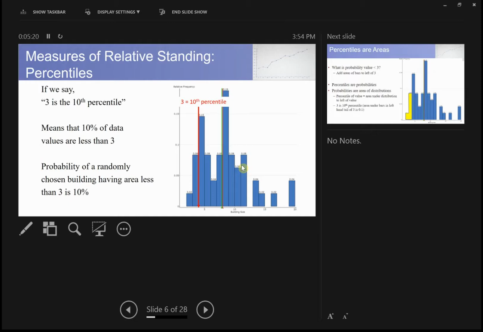Now, there's different ways of looking at percentiles. One way of looking at it is you could say 10% of the data values were 3 or less. But if you think about activity 1, we had a different way of looking at it also. You could think of it as the probability. If you randomly chose a building like the computer did, it was going to have an area less than or equal to 3 with probability 10%. So we can look at both ways.